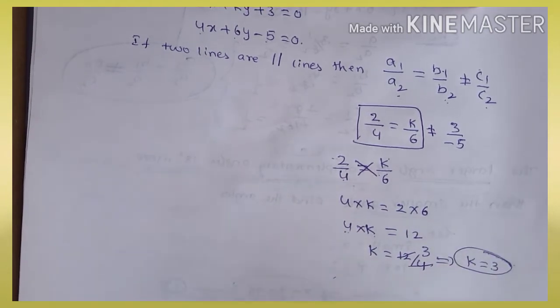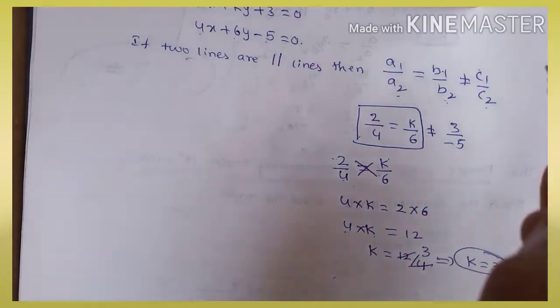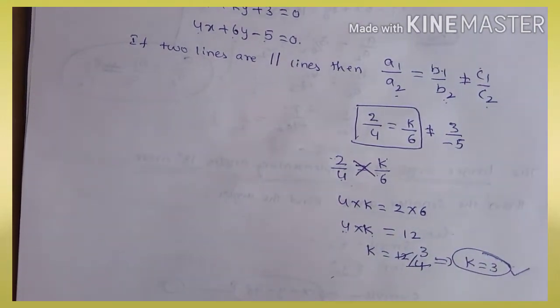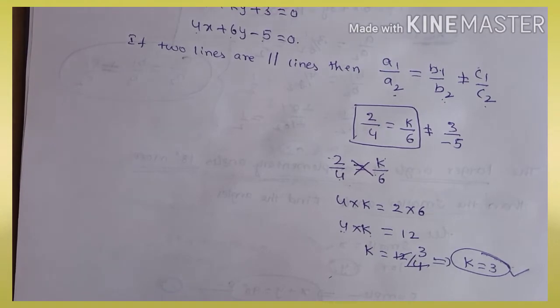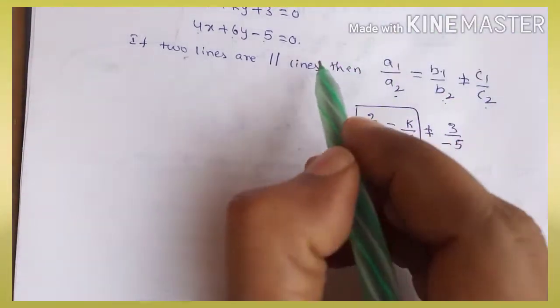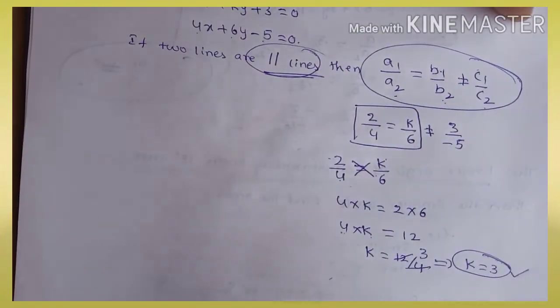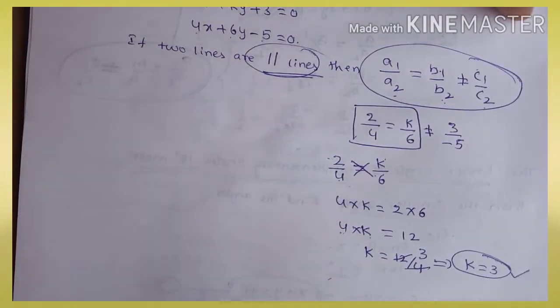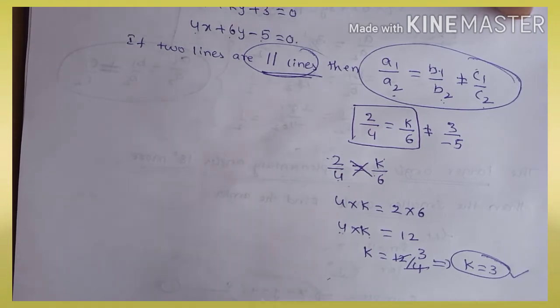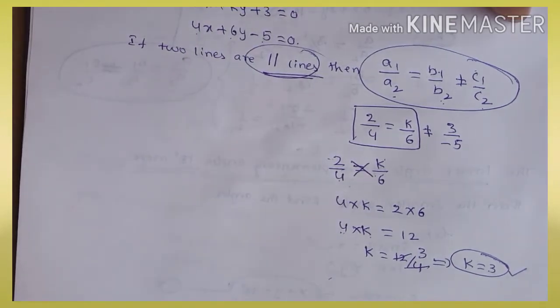So the value of k is equal to 3. If we take the value of k equal to 3, then the given equations represent what type of lines? Parallel lines. What is the condition? a1/a2 equal to b1/b2 and not equal to c1/c2. You can take it here. Okay students, let's go for one more problem, almost the same model.